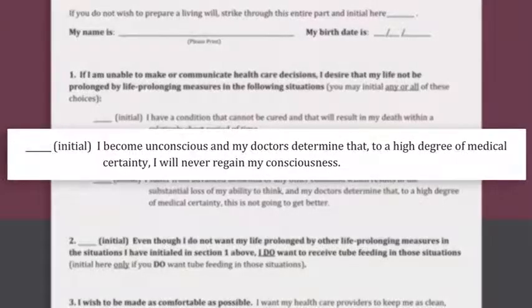In Scenario 2, you have become unconscious and your doctors have determined to a high degree of medical certainty that you will never again regain your consciousness. If you are unable to communicate your wishes, initial here if you do not want life-prolonging measures under these conditions.